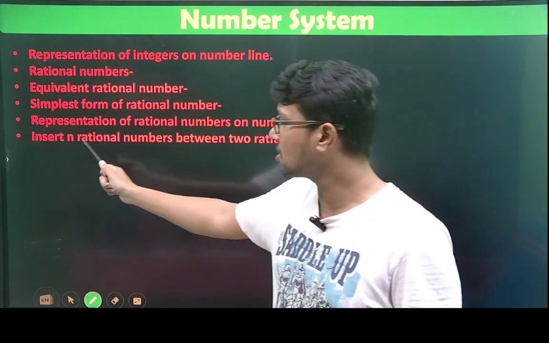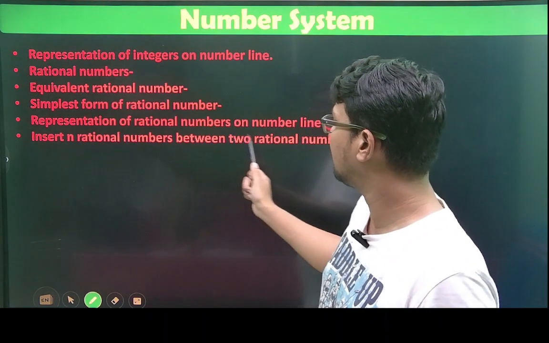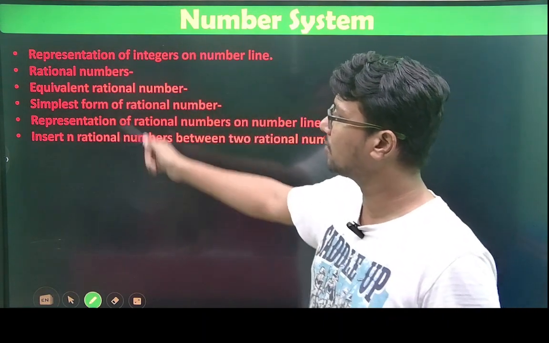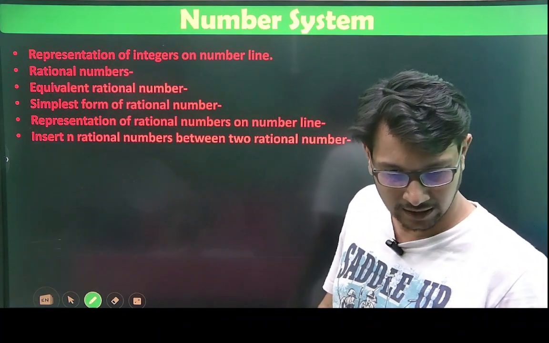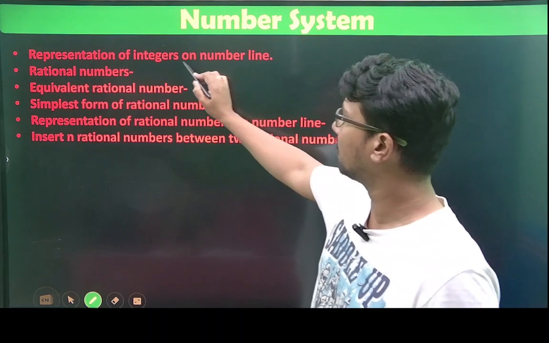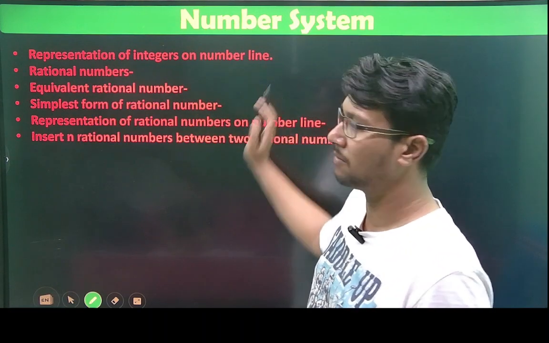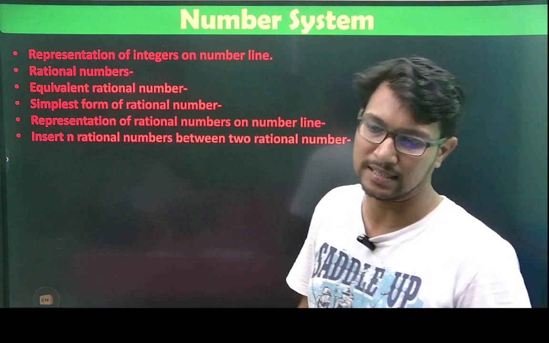Then insert n rational numbers between two rational numbers. First we are going to discuss these 6 points. Are you clear? Okay, let me discuss with you first how to represent an integer on a number line, which is very easy, you know, class 8.